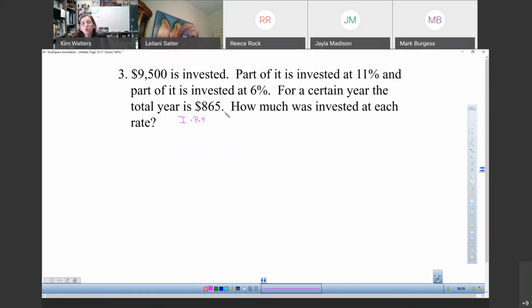For a certain year, the total interest, I don't know why that says year there. The total interest, sometimes I can't type, is $865. How much was invested at each rate? So since we're talking about for a year, then this tells me that time is 1. And so I can translate this into interest is equal to principal times rate.